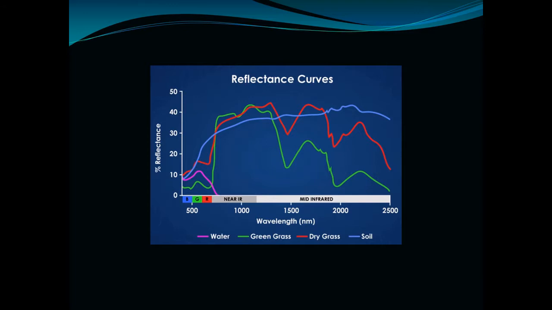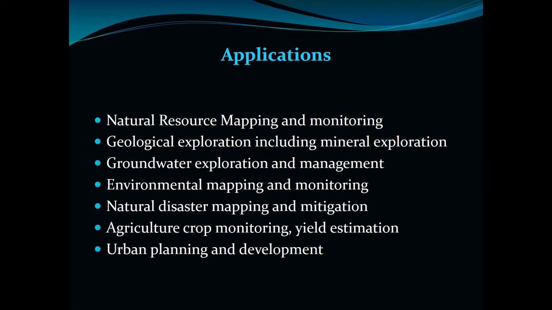What we are seeing here in the figure is a reflectance curve plotted for different Earth objects like water, green grass, dry grass, and soil cover. On the x-axis we can see the wavelength in nanometers, and on the y-axis the percentage of reflectance, 0 to 50. For water, you can see reflectance only in the visible portion, that too in the blue region. After that there is no reflectance, it's a total absorption.